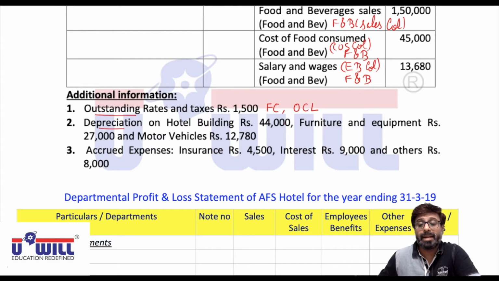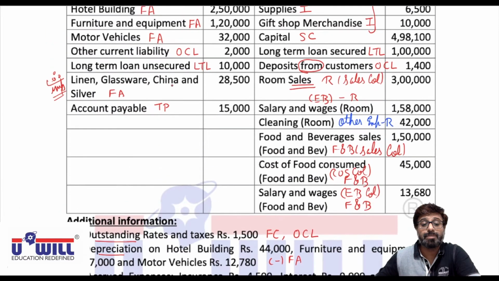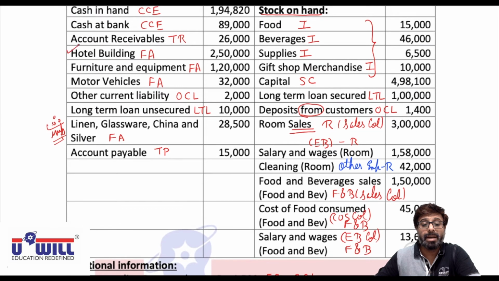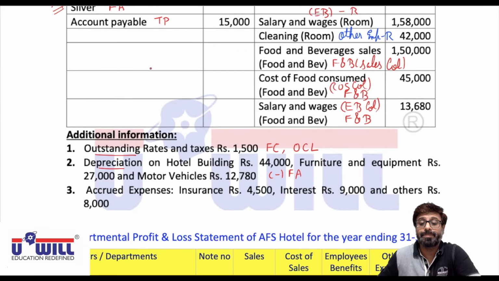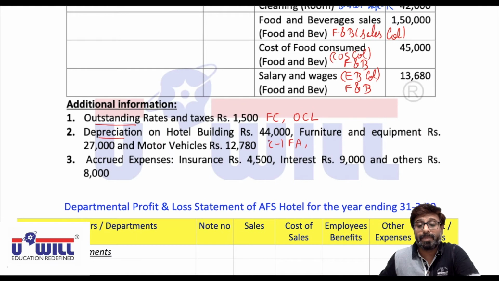Depreciation on hotel building, furniture and equipment and motor vehicles. So one effect we will minus from fixed assets. Which all fixed assets? Put a tick on them: hotel building, furniture and equipment, motor vehicles. Put a tick on them so that you remember when we come to those items we do minus depreciation. And the second effect of depreciation, rest in DPs: depreciation comes in fixed cost.